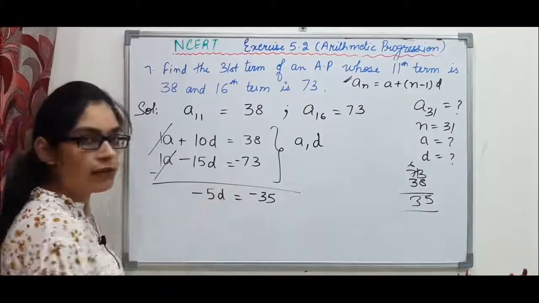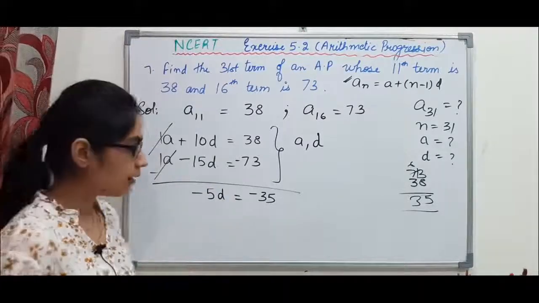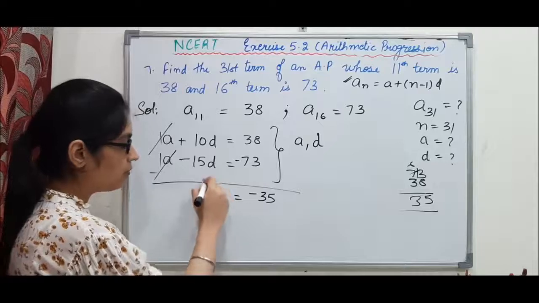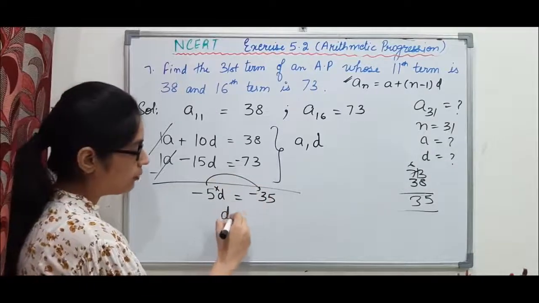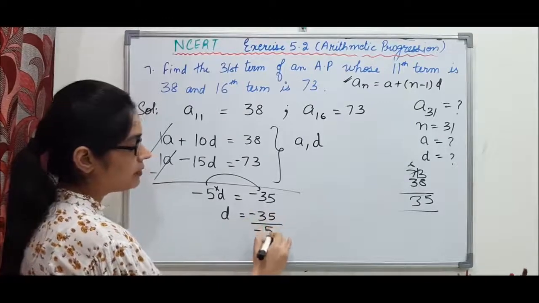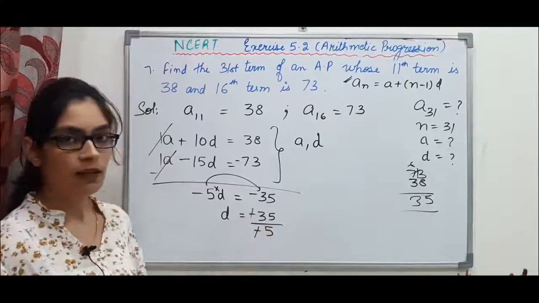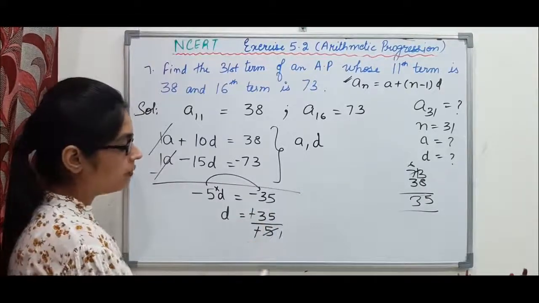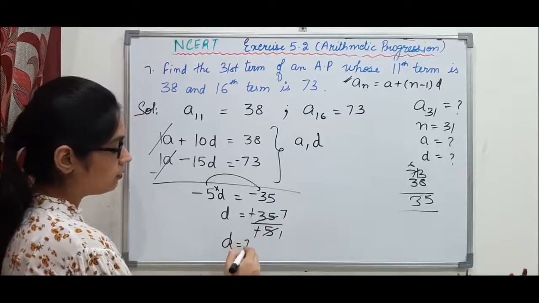Now D we have to find, so whatever number is written with D, we have to shift to the other side. Minus 5 is getting multiplied on this side, so when we shift it to the other side, it will get divided. So minus 35 divided by minus 5. Minus and minus will get cancelled. 5 into 7 is 35. So the value of D is equal to 7.